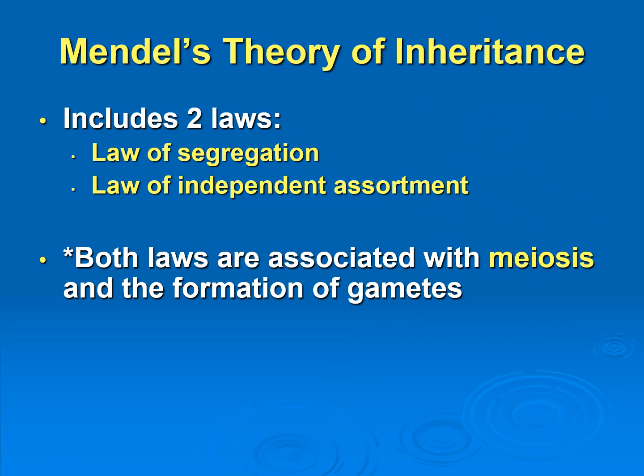Okay, so Mendel came up with two laws with his theory of inheritance. He came up with the law of segregation and the law of independent assortment. And both of these laws are due to meiosis and the formation of gametes.